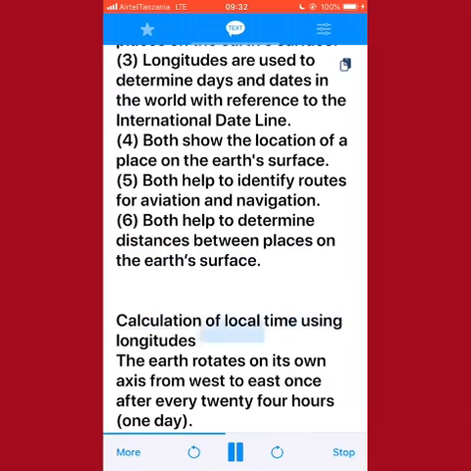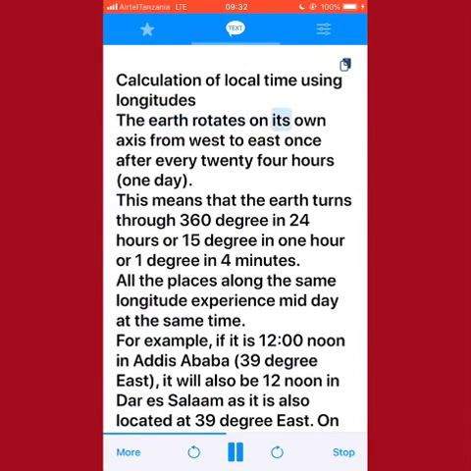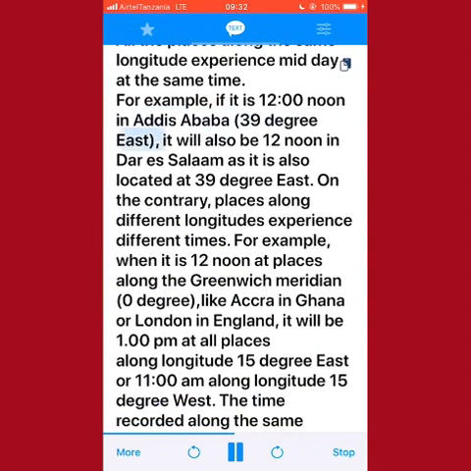Calculation of local time using longitudes. The Earth rotates on its own axis from west to east once after every 24 hours, 1 day. This means that the Earth turns through 360 degrees in 24 hours, or 15 degrees in 1 hour, or 1 degree in 4 minutes. All the places along the same longitude experience midday at the same time. For example, if it is 12 o'clock noon in Addis Ababa, 39 degrees east, it will also be 12 noon in Dar es Salaam as it is also located at 39 degrees east. On the contrary, places along different longitudes experience different times.